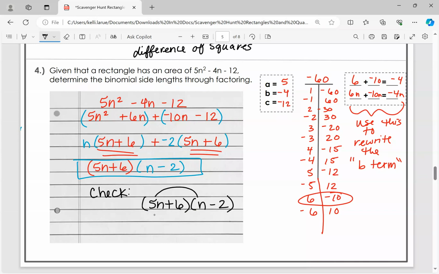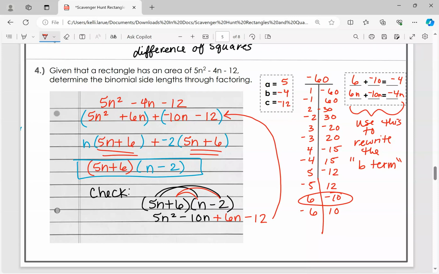So 5n times n is 5n squared. 5n times negative 2 is negative 10n. Next we have positive 6 times n, which is positive 6n. Positive 6 times negative 2 is negative 12. I want to pause and point out that this line of work that I have right here is the exact same thing we had when we rewrote our b term at the very start of this problem. The only thing that's different is the 6n and the negative 10n have switched locations, but that's no problem. That is completely fine because the commutative property says that it's fine.